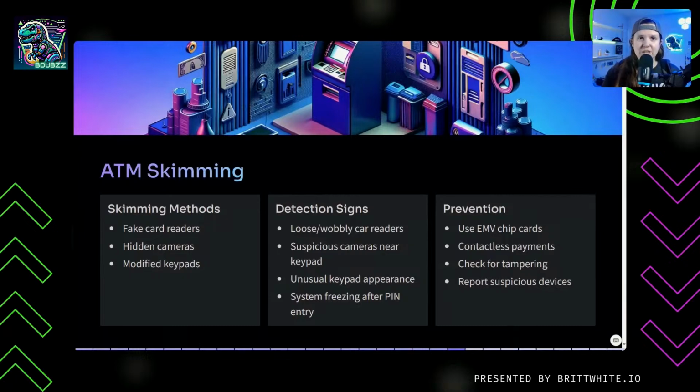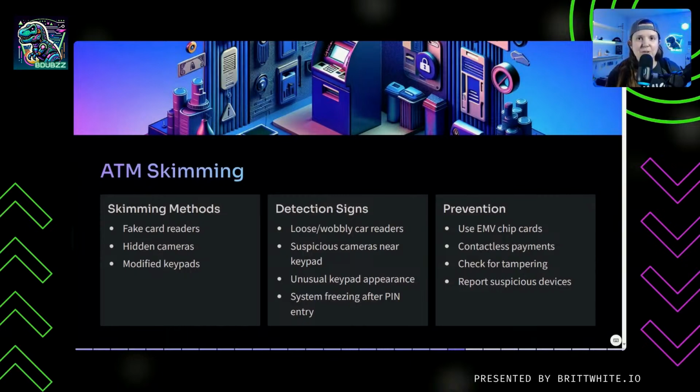You can give the reader a tug. If it's wobbly, it might be trouble. Look for hidden cameras above or around the keypad. Criminals can use these to capture your PIN number. And then check the keypad for typos or if it looks or feels unusual. Crooks aren't always the best at paying attention to the small details. Now, if it freezes after your PIN, run to your bank.